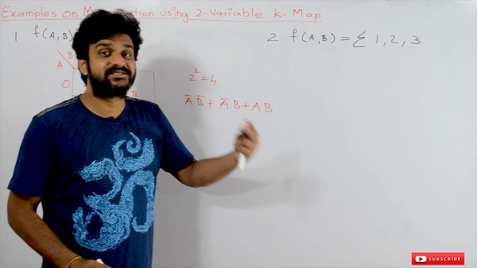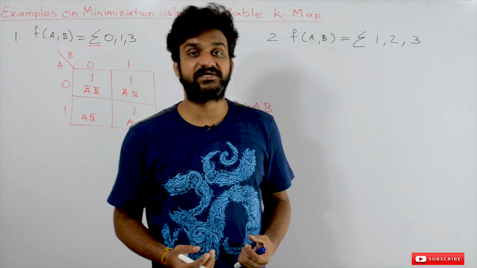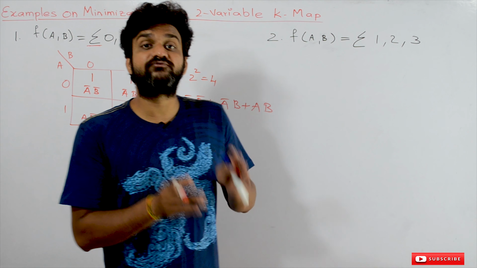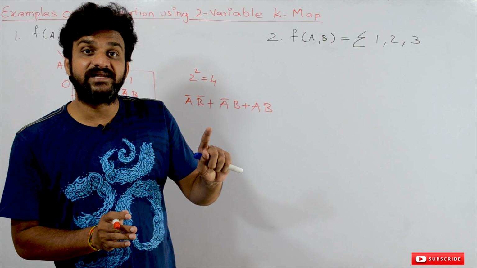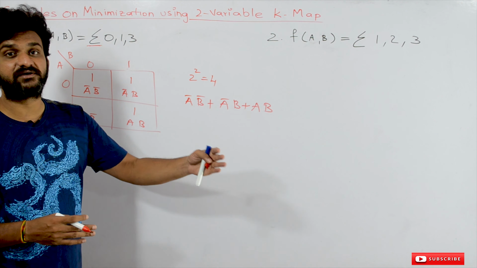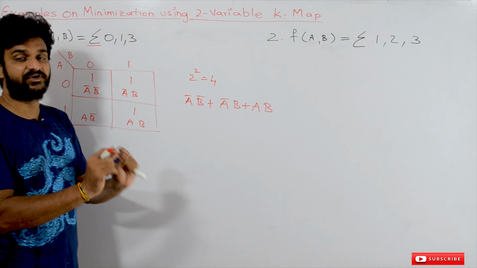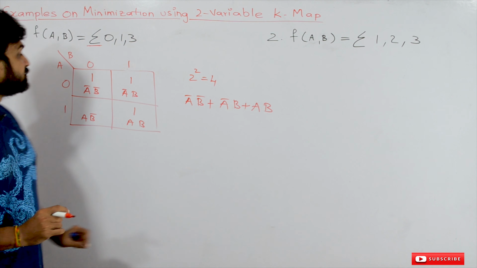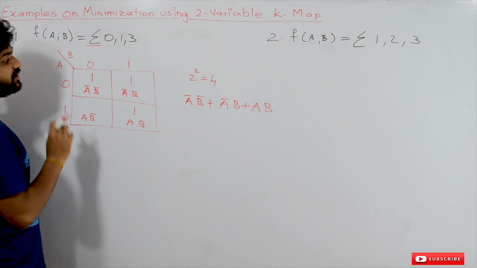What is the next step? We have to identify the subcubes. What is meant by a subcube? It is a collection of 2 power m cells where each cell is adjacent to m cells. The discussion has already been made clearly, but because this is the first video, we are trying to explain it a bit.